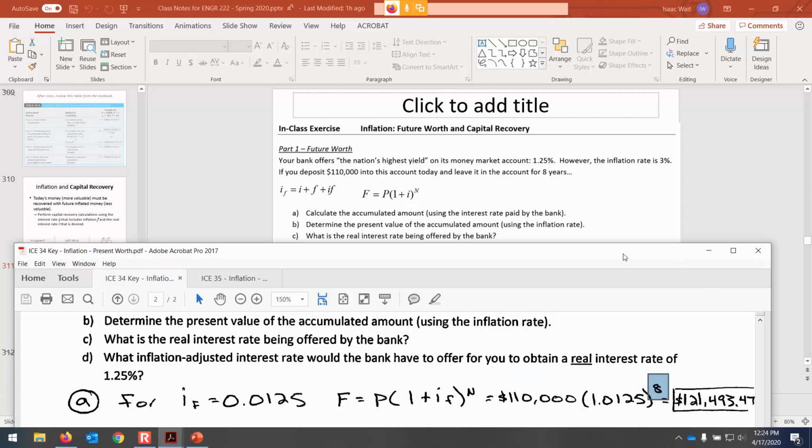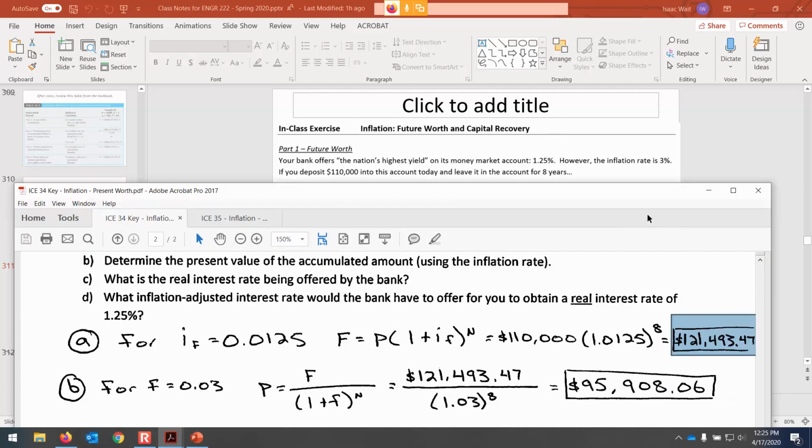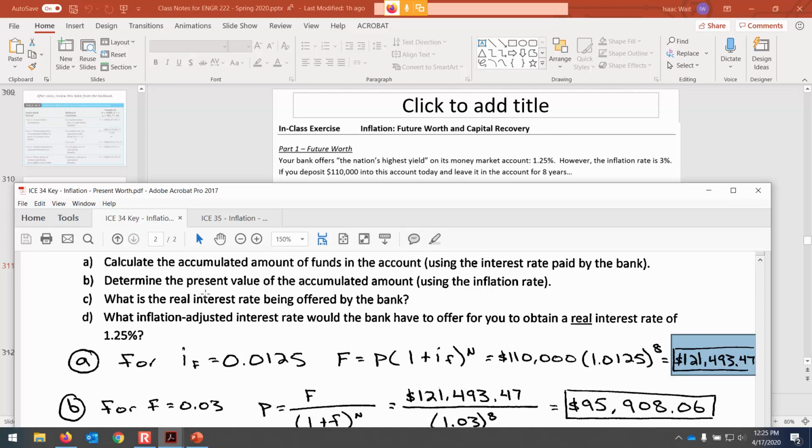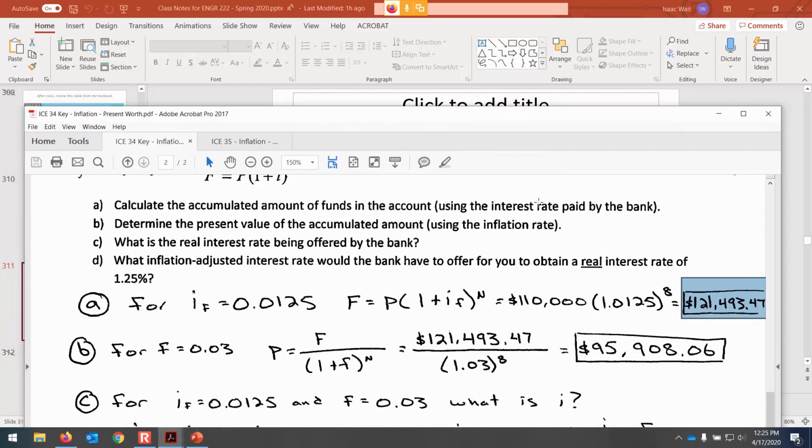Then that means the number of dollars at the end of the 8 years will be 121,493. So that's how many dollars you have, and that sounds good. You only put in 110,000 and you're taking out 121,000. So if you didn't know anything about inflation, that would seem just fine. But you do know about inflation. So the real interest rate that's offered by the bank is going to be lower than that, if we look at what's the present value of those dollars.